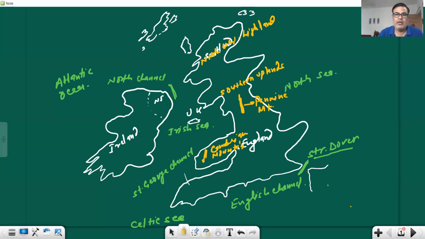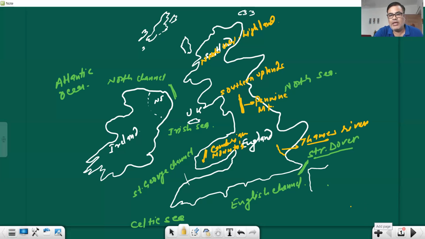So these are the important features, and a very famous river that you need to know is the Thames River. Thames River is here. It is very famous, and you have studied it in history also. Thames River, England. All right, this much.